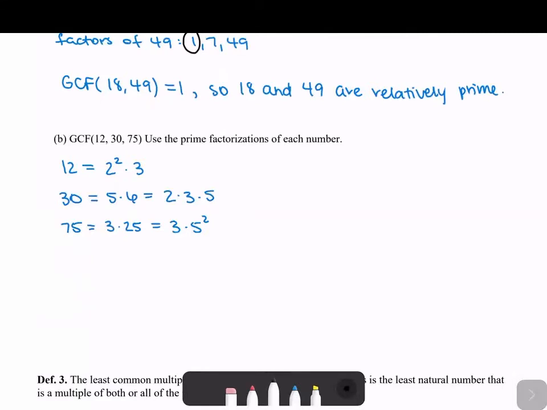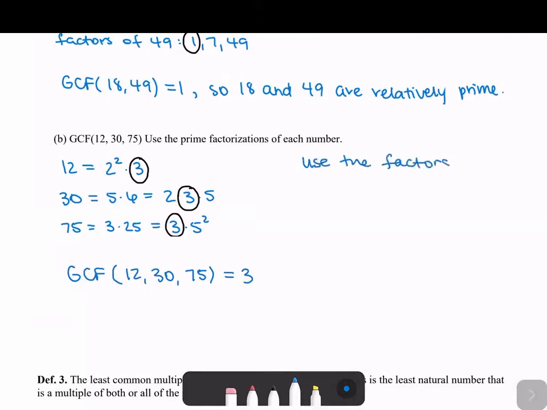Okay, so we now want to find the factors that they have in common. Well, they all have a 3. And the first two have a 2, but not the last one. And the last two have a 5, but not the first one. So the only factor that they have in common is exactly one 3. So that's the greatest common factor. That tells us that the greatest common factor of 12, 30, and 75 is 3. So the way we got this, we want to use the factors that they share.